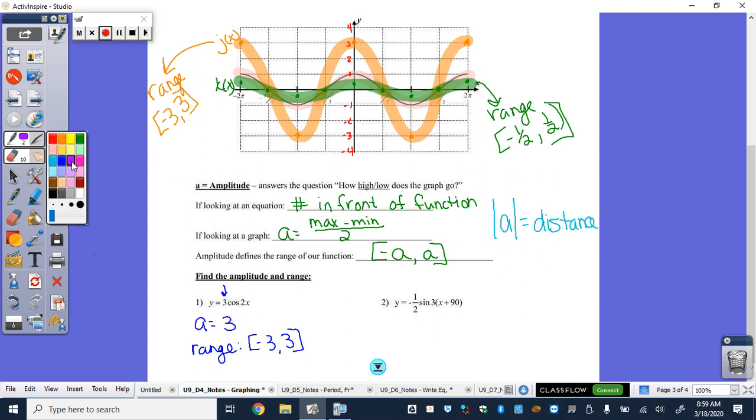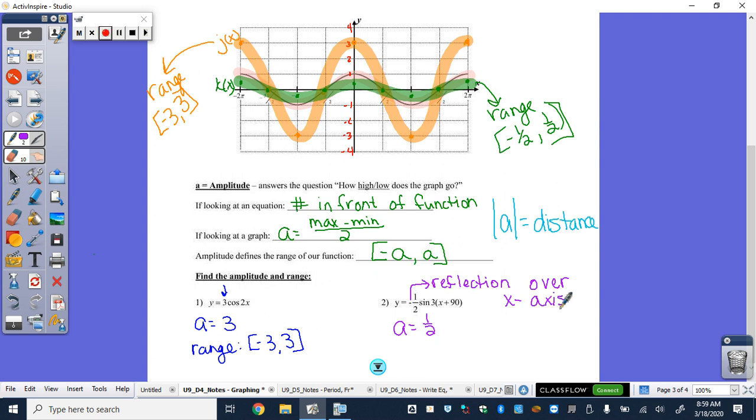So for our second one there, amplitude is 1/2. A lot of people want to tell me it's -1/2 because you do have that negative sign there. That's not the amplitude. That negative means we have a reflection over the x-axis. It's not actually our amplitude. Our amplitude is 1/2 here. So then the range is -1/2 to +1/2. Your amplitude, whenever they're asking you what it is, is always a positive value.